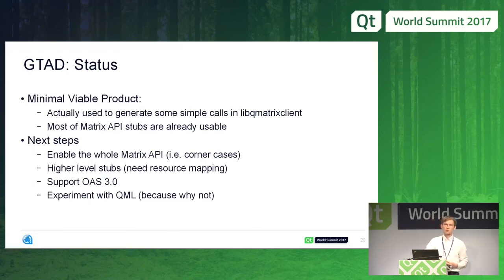The next steps are to cover more or less the whole Matrix API, and to produce the documentation. Right now, documentation is not passed to the templates, but it will be. High-level stubs would be handy, so that I didn't need to do anything to update my API. Support for Open API specification 3 would be handy, maybe at some point in time. And experiments with QML, because why not?